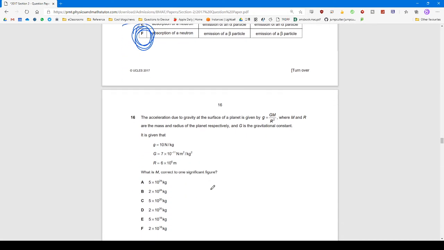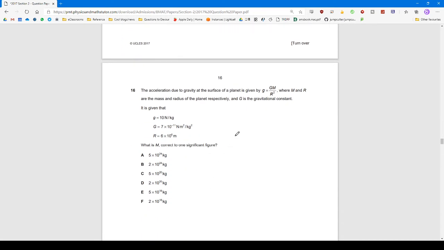Okay, more physics, start the clock. Acceleration due to gravity at the surface of the planet is given by g is GM over r squared, M and r the mass and radius. Big G is given, little g is given, r is 6. What is M? Okay, so you want to solve for M, that means multiply both sides by r squared. g r squared is equal to GM. M is g r squared over big G.